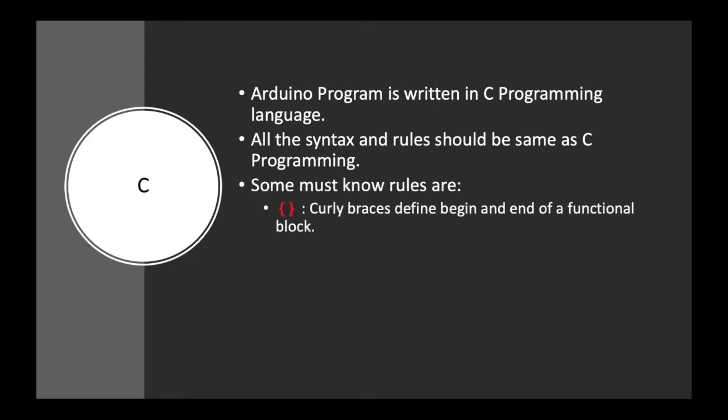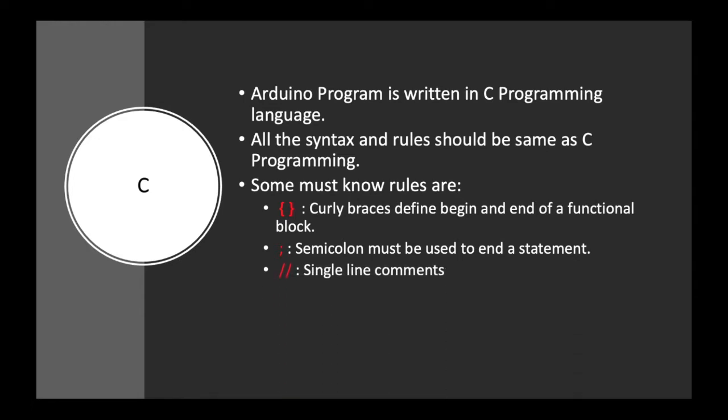Some of the must-know rules are curly braces. Curly braces define the beginning and end of a functional block. Semicolon: a semicolon must be used to end a statement. Double forward slash is a single line comment, and anything you write after a double forward slash is not considered a part of the program.